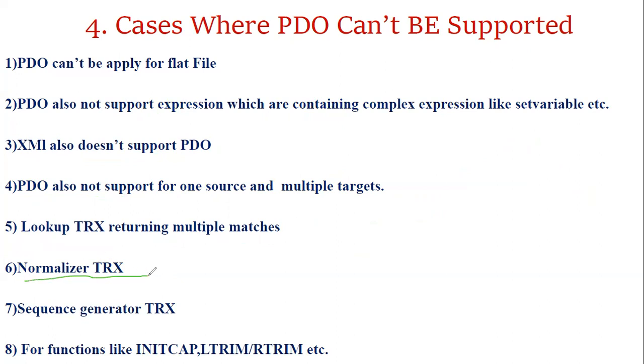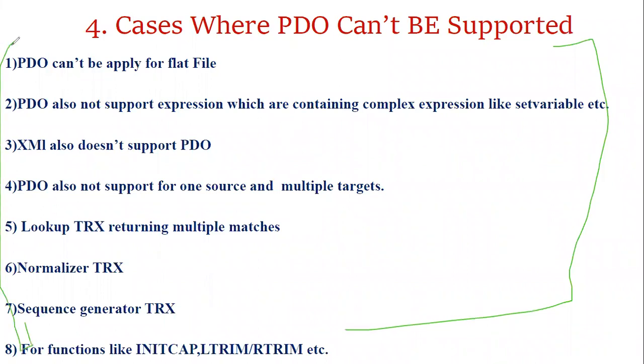Then the normalizer transformation is also not supported by the push down optimization. SQL generator is also not supported, and some other important functions in the expression transformation like init cap or ltrim, rtrim are also not supported. So currently, these things are not supported in the push down optimization. Okay, means we cannot achieve the push down optimization on these things and get the performance. But in future, as we know, at the IICS level different releases keep coming, and it might be possible that these things will also support the push down optimization.